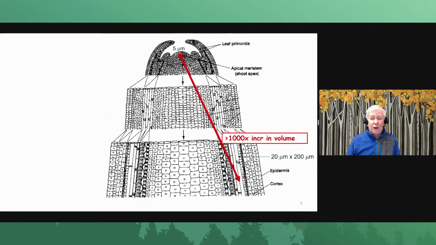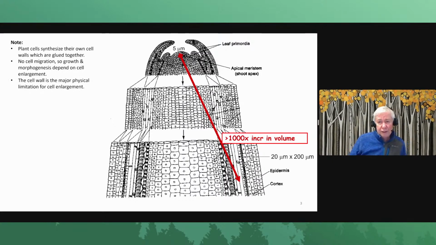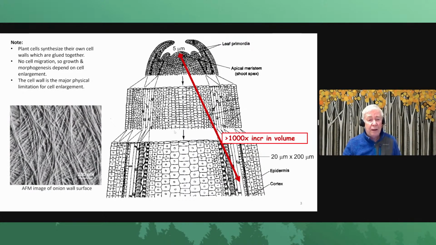And this process then involves a period of cell enlargement where the volume increases and the cell surface increases. And since I'm speaking to a wide audience, I just want to remind you that plant cells synthesize their own cell walls, which are glued together. That means there's no cell migration, so growth and morphogenesis depend upon cell enlargement. And the cell wall is the major physical limitation for plant cell enlargement. And so we're talking about the surface expansion, the areal expansion of this sort of a structure. This is an AFM image of the onion cell wall, which I'll introduce to you in a couple of minutes.